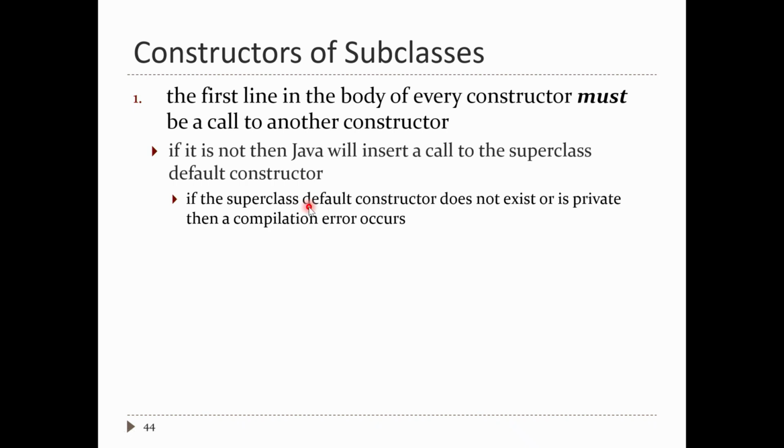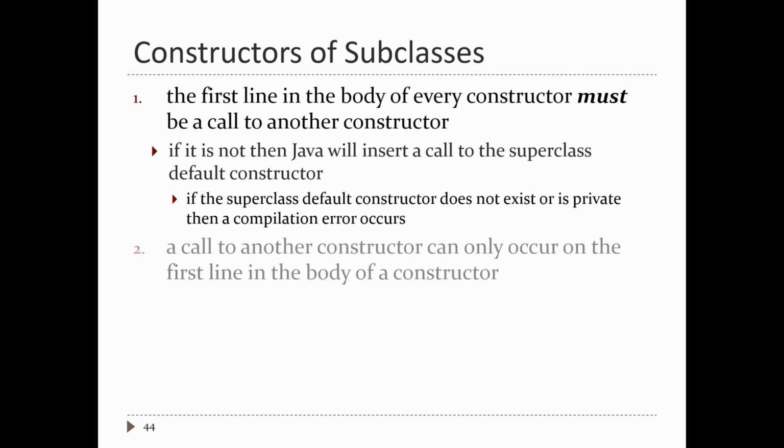Okay, so if you forget to write the call to the superclass constructor, the compiler tries to insert the call to the no argument constructor for you. If that constructor does not exist or is private, then you get an error. So your new class will not compile.